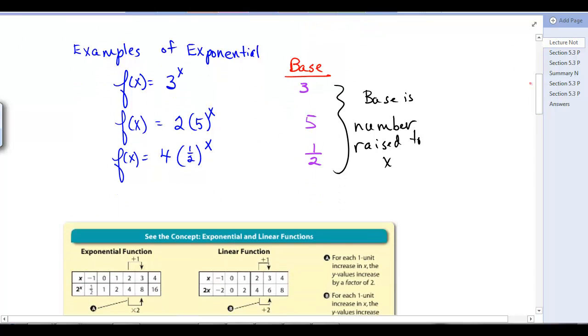Here are some examples of exponential functions, and they're written this way because I want you to be sure that we recognize the base. In this one it's pretty easy. The base is 3. In this one, sometimes people want to go ahead and multiply those and say that's 10 to the x. The only thing raised to the x is the 5, so the 5 is the base. Likewise here, the base is 1/2. You cannot multiply 4 times that because this to the x power is a totally different expression.